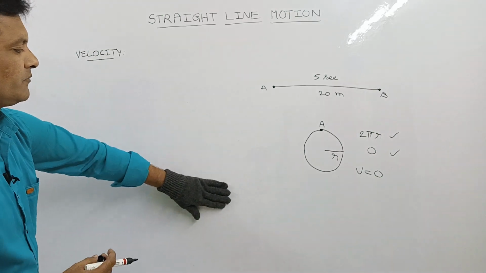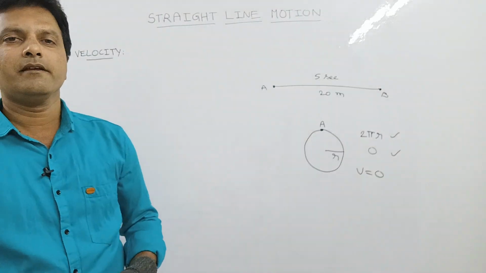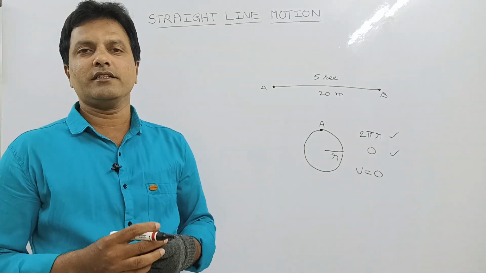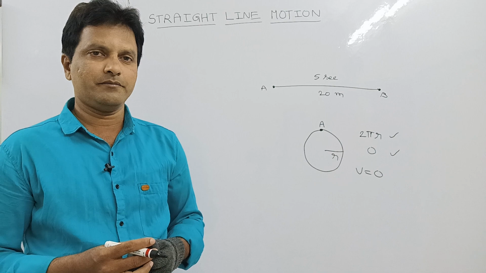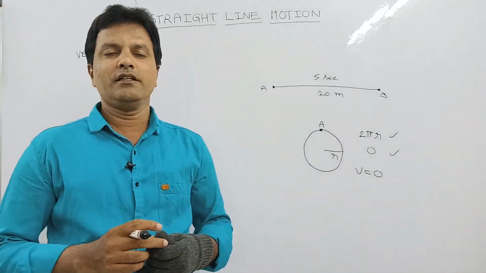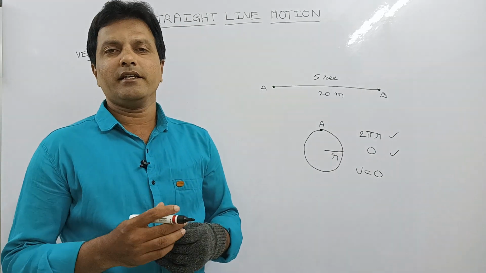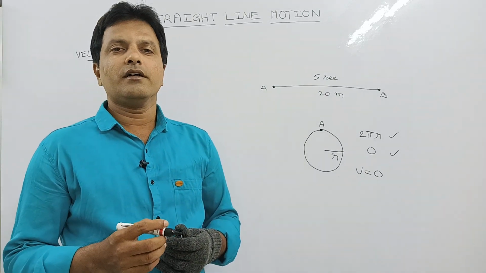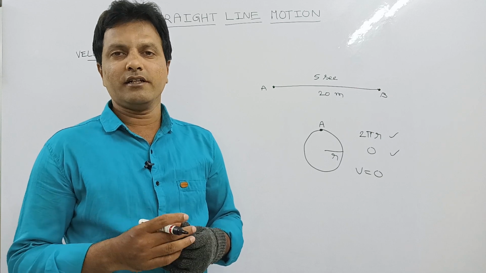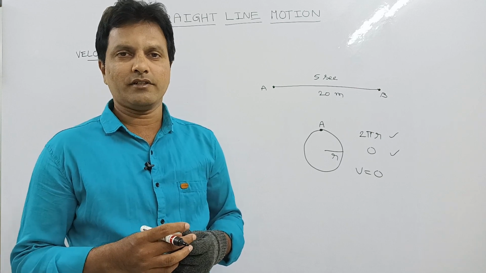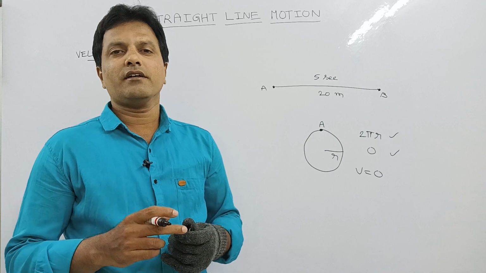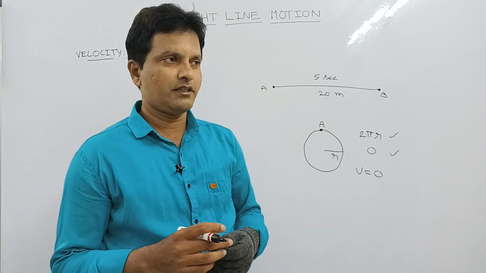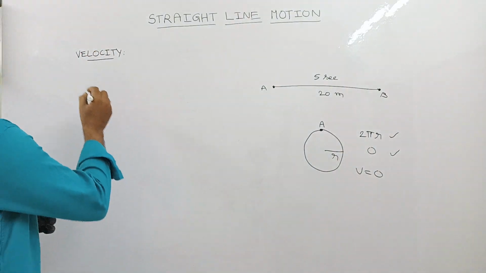Non-uniform velocity. See, when an object is covering unequal distances, unequal displacement, in equal intervals of time. This is the first condition we are explaining for non-uniform velocity. If an object is moving covering unequal distances in equal intervals of time, or it is covering equal distances in unequal intervals of time. I will tell you with one example.